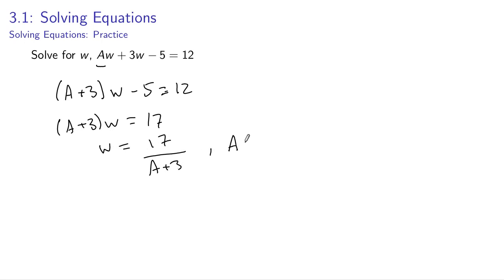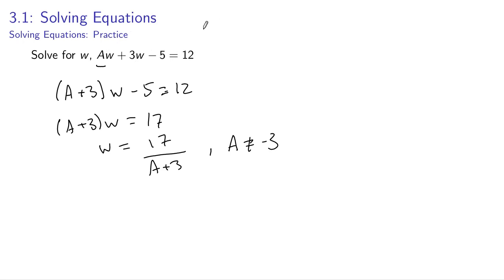We are assuming here that a is not negative 3. If a is negative 3, then there's no solution at that particular value, because we'll end up with a division by 0 when trying to solve. Think about the original equation. If a was negative 3, we would end up with this going away. You'd have negative 3w plus 3w, and you'd be left with a false equation.